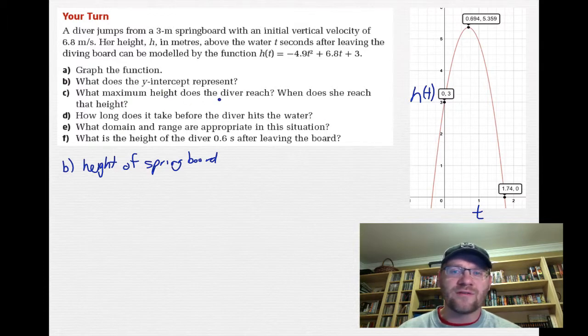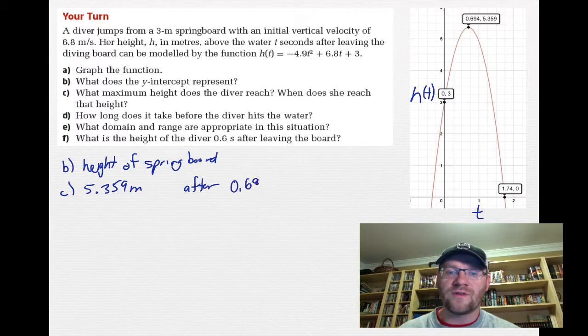What maximum height does the diver reach? Well, we can read that right off the graph. The maximum height would be the y value, so the maximum height would be 5.359 meters. When did she reach that height? And that would be after 0.694 seconds.